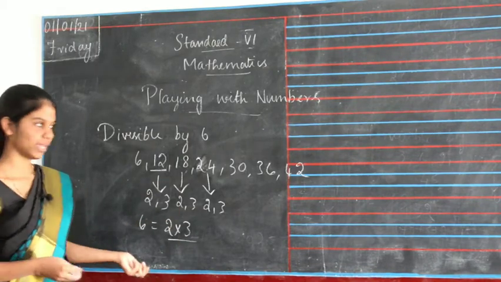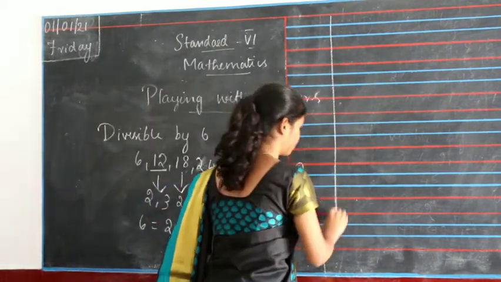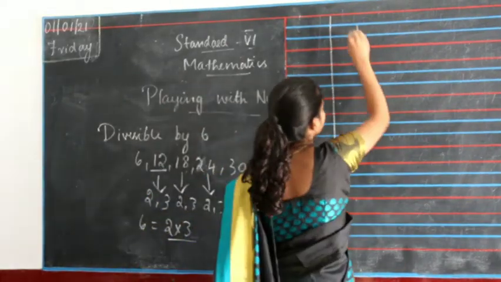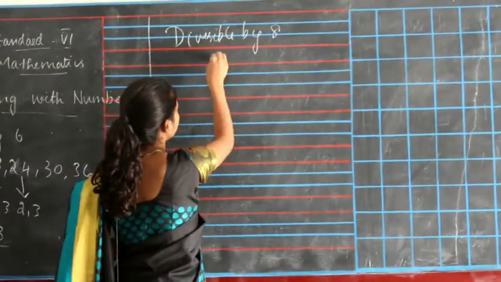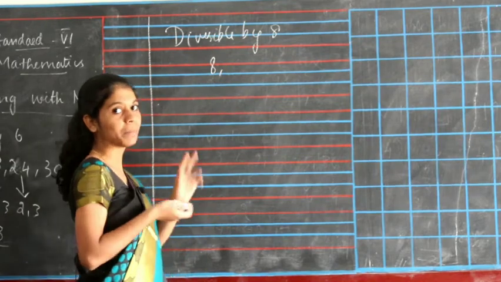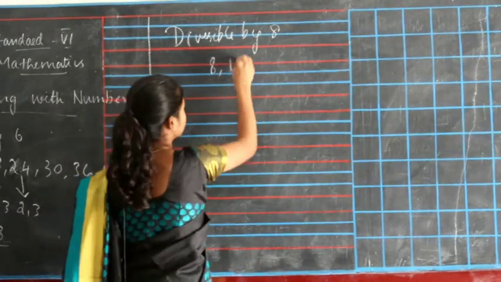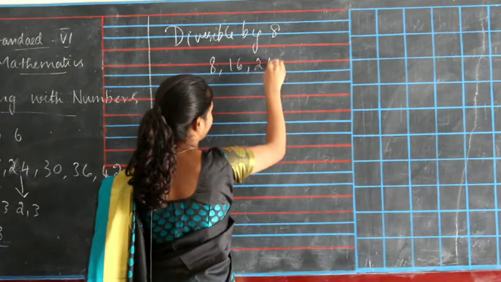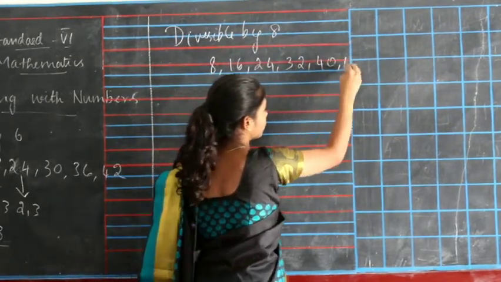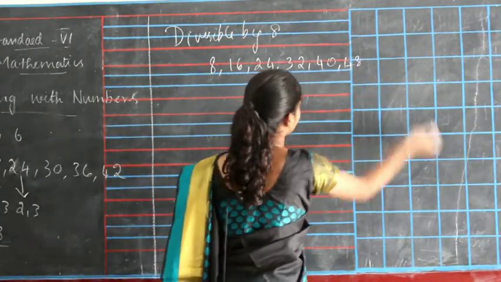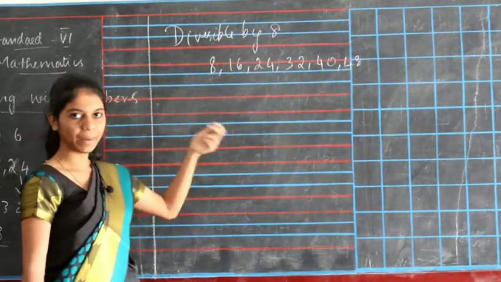Okay. Now we are moving on to numbers which are divisible by 8. Now we are going to write the numbers which are multiples of 8. Okay, 8, 16, 24, 32, 40, 48. You cannot find a pattern here.